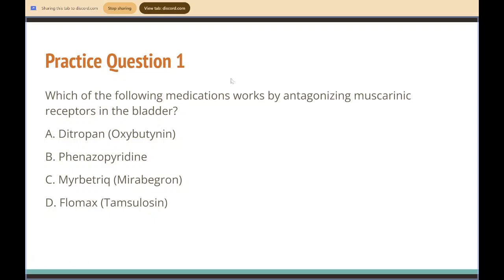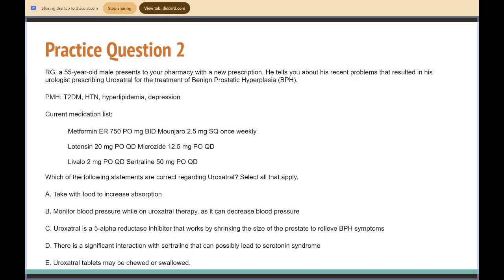All right. Next, we have practice question 2. RG is a 55-year-old male, presents to your pharmacy with a new prescription. He tells you about his recent problems that resulted in his urologist prescribing uroxetrol for the treatment of BPH. Past medical history is diabetes type 2, hypertension, hyperlipidemia, and depression.